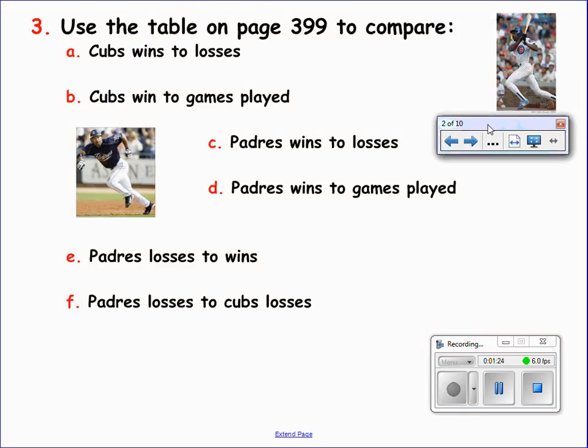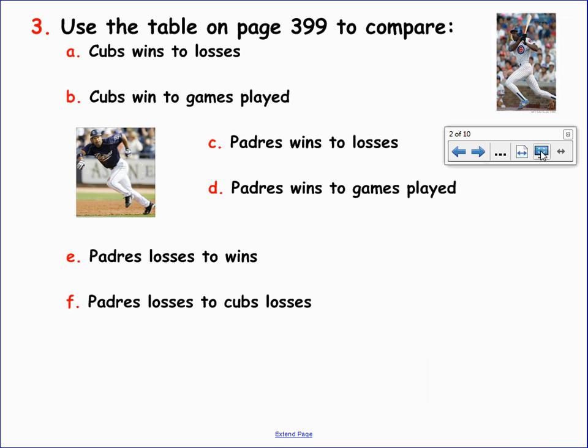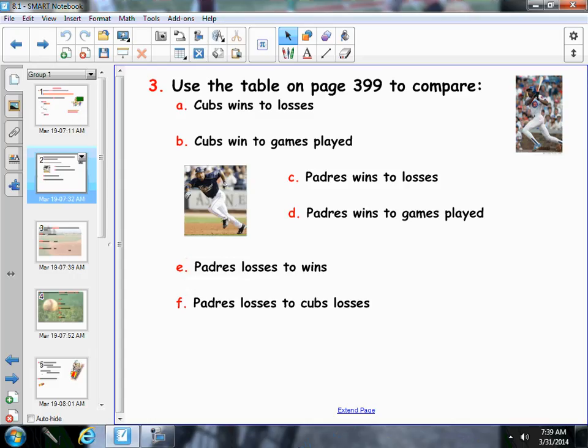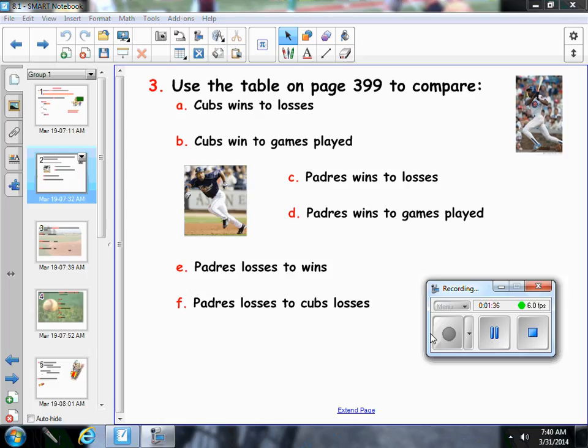So I'm going to ask you right now to open up your textbook to page 399. Now on that page, you have a chart. I want you to look at that chart, and we're going to compare the two different teams, Padres and Cubs. There's three different teams noted there, but on this page we're going to be comparing Cubs and Padres, their wins and losses. So let's look at 3A. Again, we're talking about ratios, so we're going to set these up in ratio form in the three ways that we just discussed. So let's look at the Cubs section.